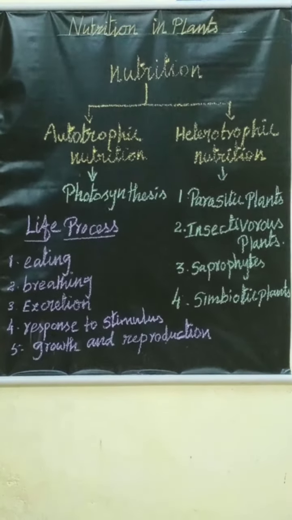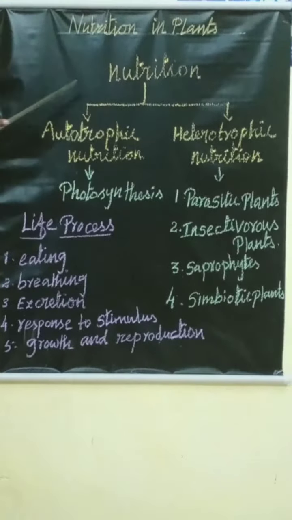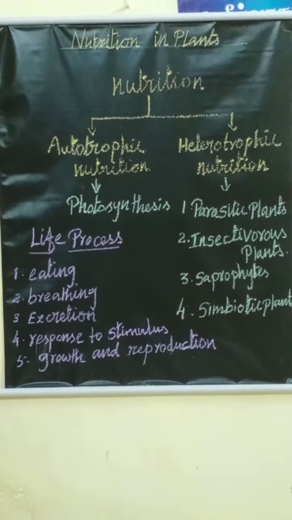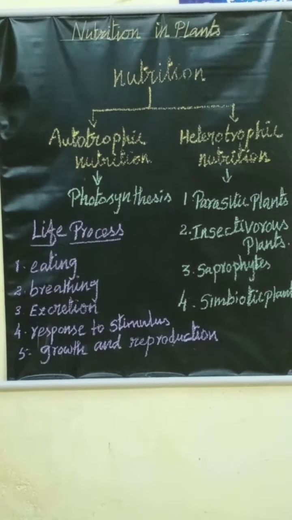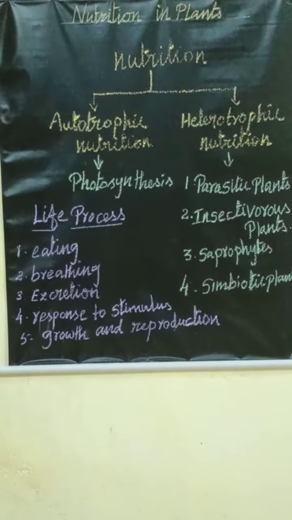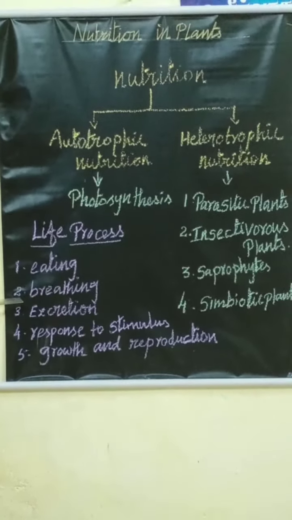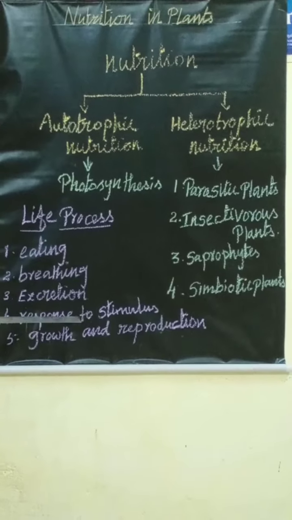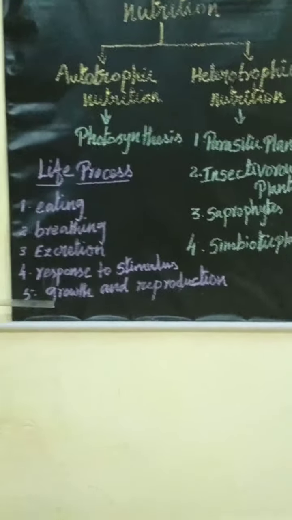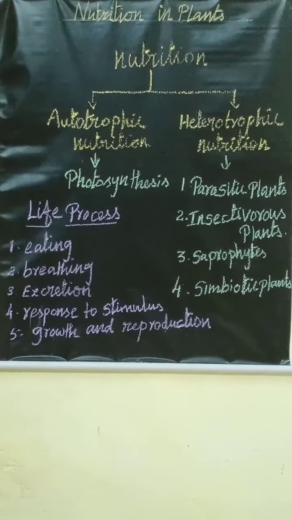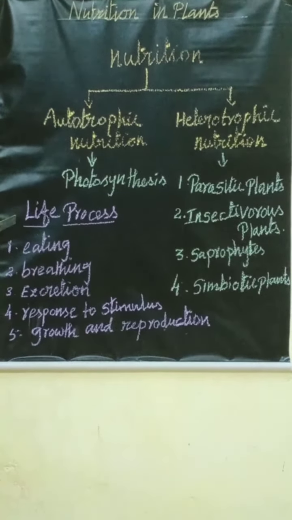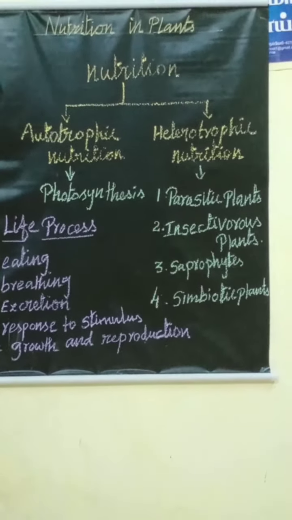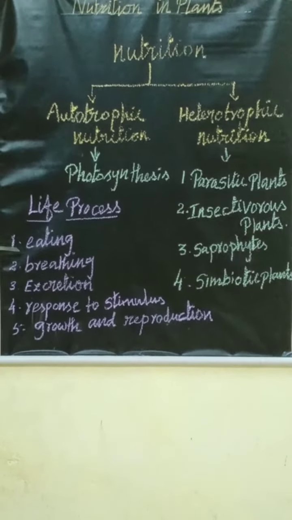What is the relationship between these life processes and nutrition? I am going to give some examples of life processes. Then you can easily understand the relationship between life processes and nutrition. First one is eating. Second one, breathing. Third one, excretion. Fourth one, response to stimulus. Fifth one is growth and reproduction. You all must know these are examples of life processes. These basic functions are very essential for living organisms.